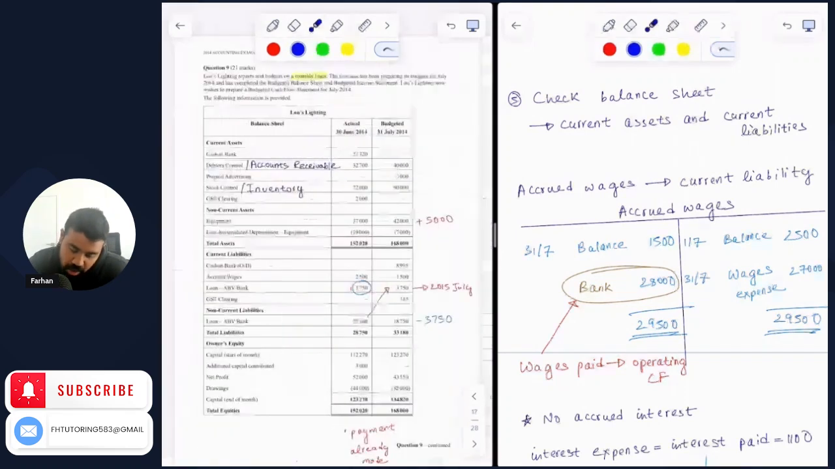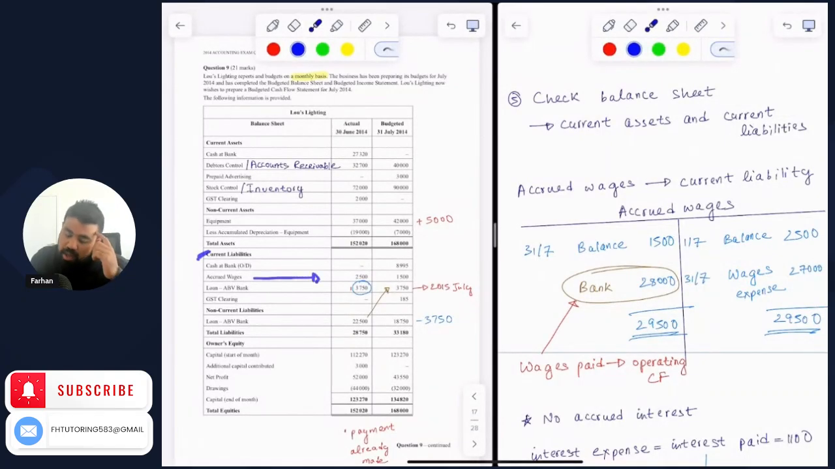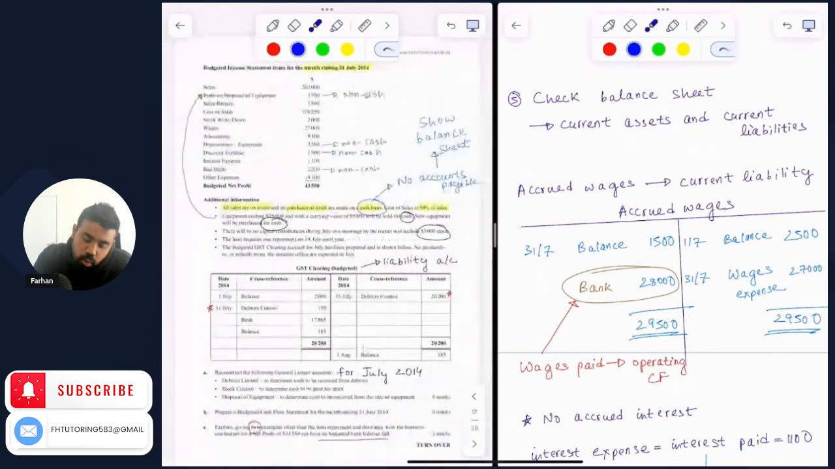Starting with the current liability section, you can see that we've got accrued wages. We understand that accrued wages refers to wages expense that we have incurred and haven't paid for in cash, which means we haven't paid our employees in cash. So how do we find out? You can see that accrued wages reduced from $2,500 in June to $1,500 in July. And we have been given the wages expense in the income statement of $27,000. But none of this really refers to the wages amount that we have paid in cash. So that is something we look forward to calculate.